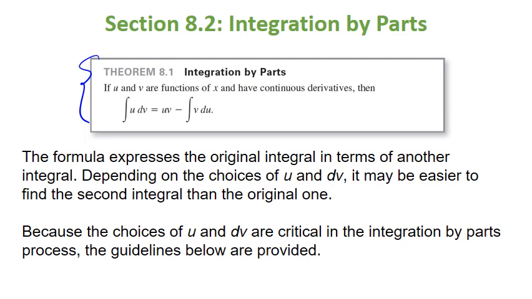Now, the thing about this formula is that you will need to identify what u and dv should be. Because if you are able to identify what u and dv are, you can find the rest. Choosing the correct values for u and dv is important in order to make this integration by parts method go successfully. So here are some of the guidelines.